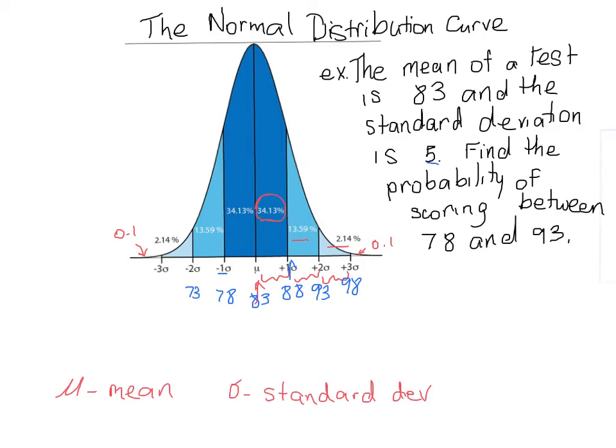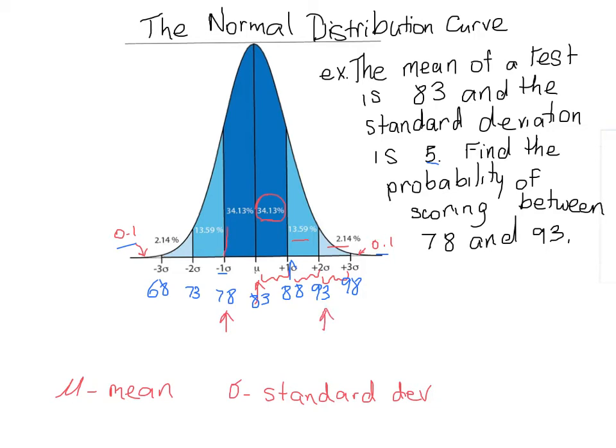And one more standard deviation back would take us to 68. So the majority of our people scored between 68 and 98, and then there were very few people on the end that scored above 98 or below 68. So the question is asking for us to find the probability of scoring between 78 and 93. So 78 is right here, 93 right here.